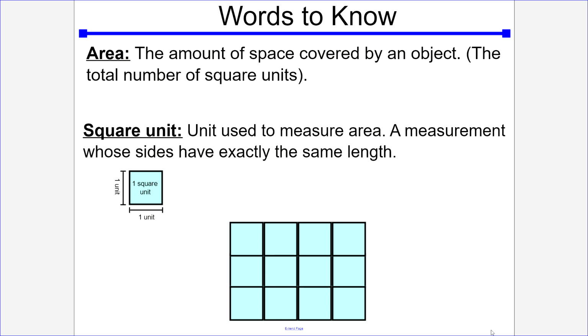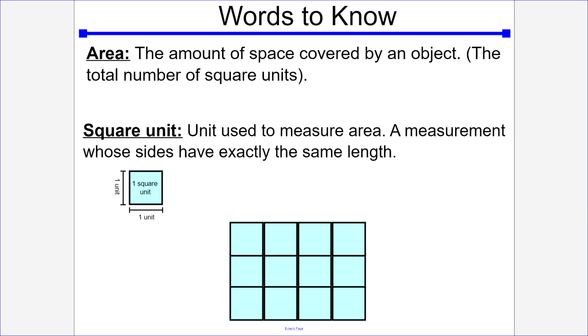Let's go ahead and review some of the vocabulary words we've learned over the last few days. Let's start with the word area. Area is the amount of space covered by an object, the total number of square units. And of course, a square unit is the unit used to measure area. It's a measurement whose sides have exactly the same length. You can see an example of a square unit here. It's 1 unit long and 1 unit wide. It covers an amount of space, and we can use it to determine area.